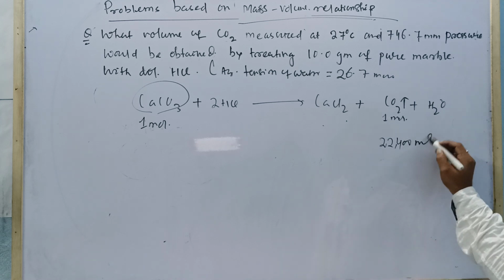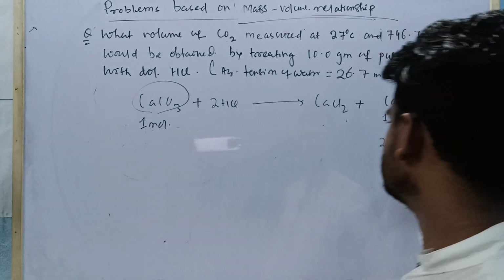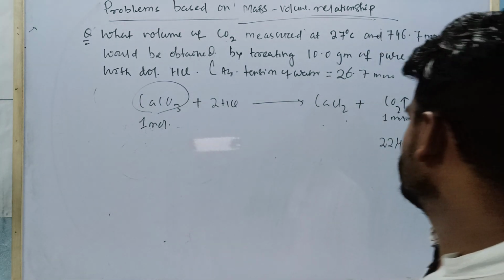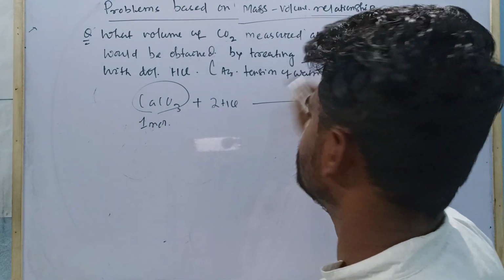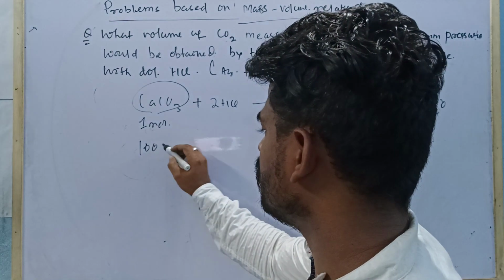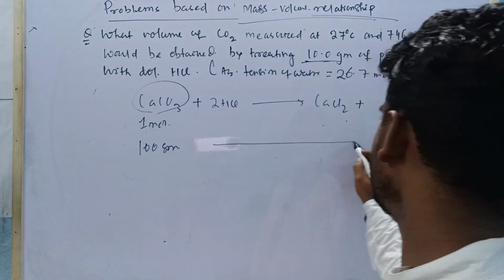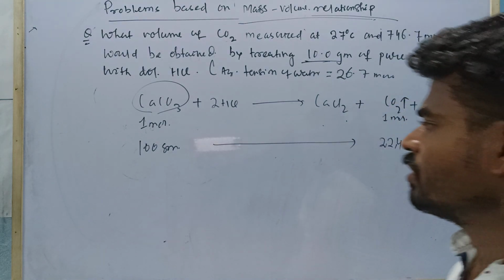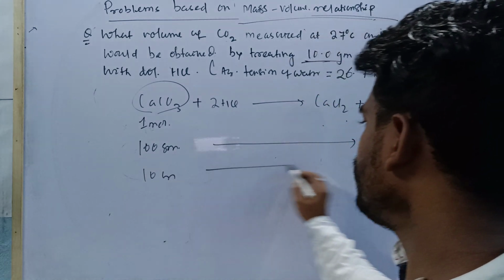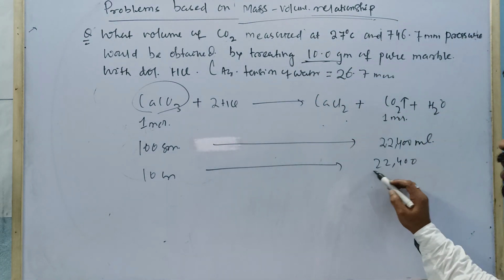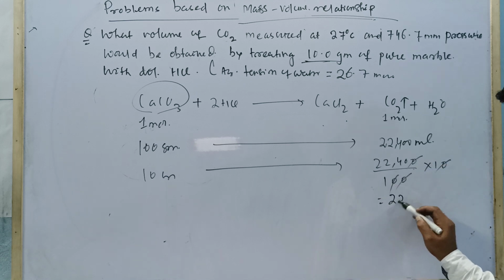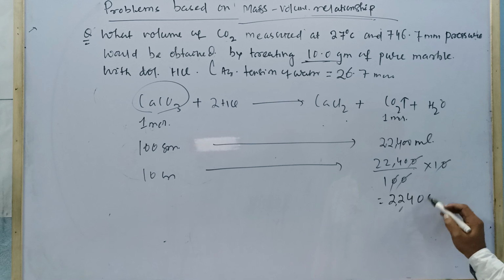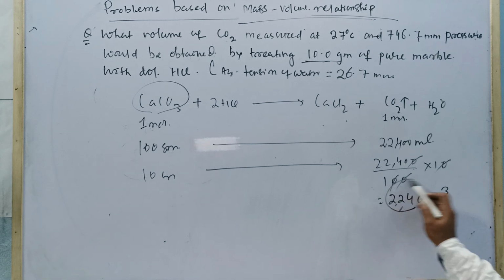22,400 ml, that is 22.4 liter. So 1 mole, in terms of mass, is actually 100 gram. Here the molecular mass for 1 mole is 100 gram. 100 gram of calcium carbonate liberates this much carbon dioxide. Next, 10 gram will give 22,400 divided by 100 into 10, the 0 cancels, so that will be 2240 centimeter cube, or ml.